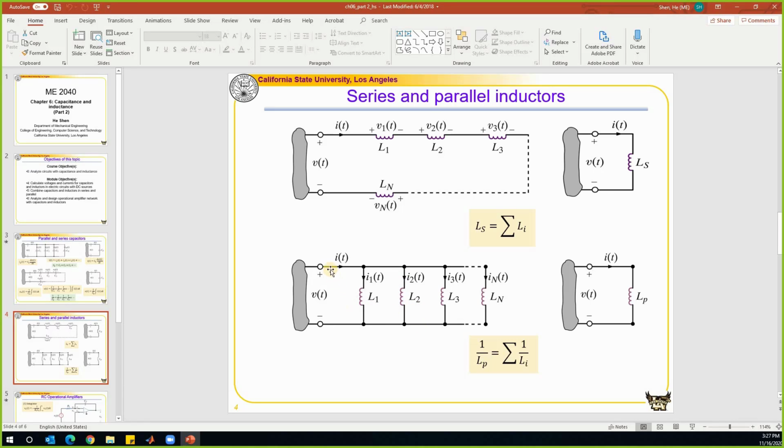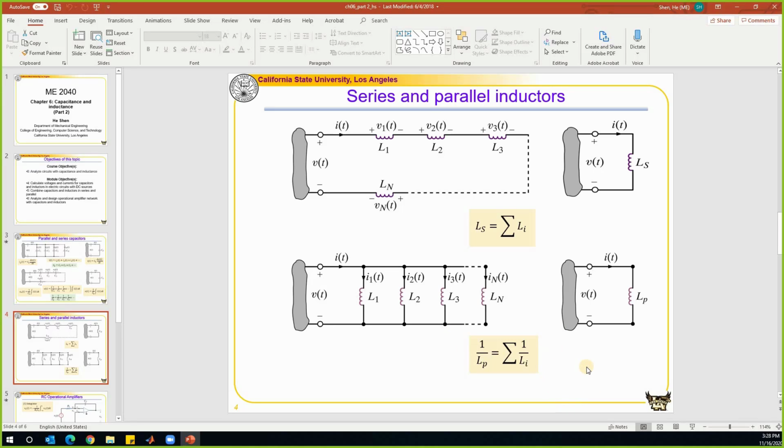And what happens? Similarly, the current going into the node is equal to the summation of the current leaving the node, right? So that is the relationship that we're going to use to derive the result. For inductors, the basic equation is the voltage is equal to L di/dt. If we calculate the current, I will be equal to 1 over L times the integration of voltage. We replace the left-hand side by 1 over Lp times the integration of voltage, and the right-hand side will be 1 over L1 plus 1 over L2, 1 over L3, until 1 over Ln, times the integration of voltage.